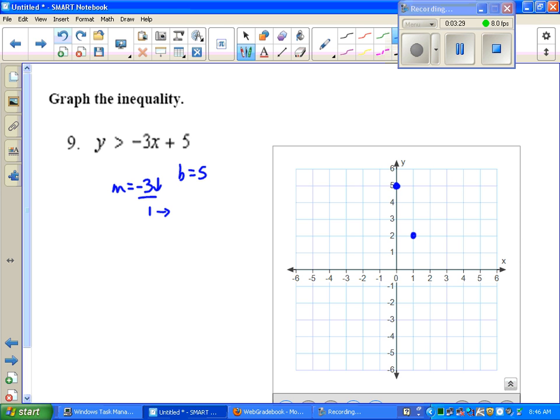That says y is greater than. It doesn't say y is greater than or equal to. So that's, again, going to be a dashed line for us, not a solid line. Dashed line. And again, we have to shade one side or the other.